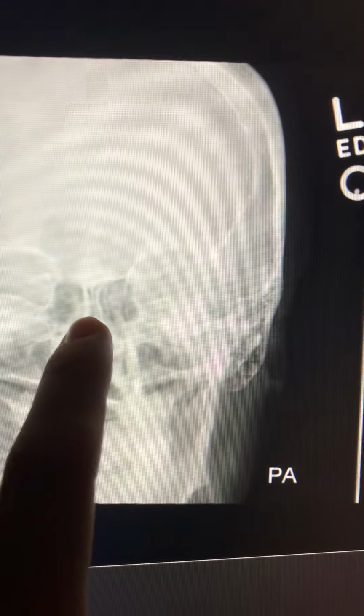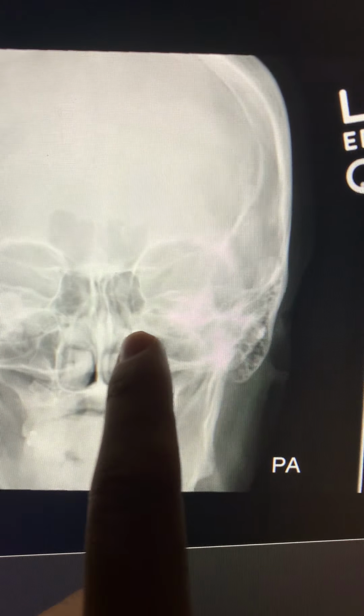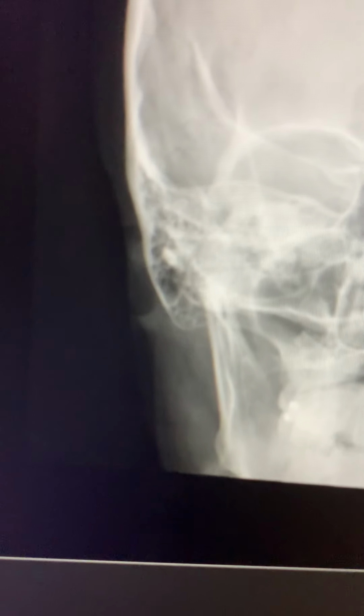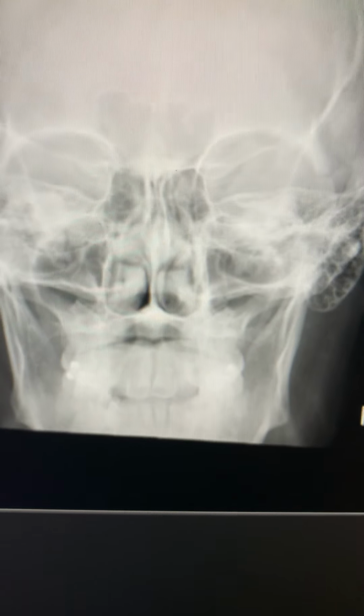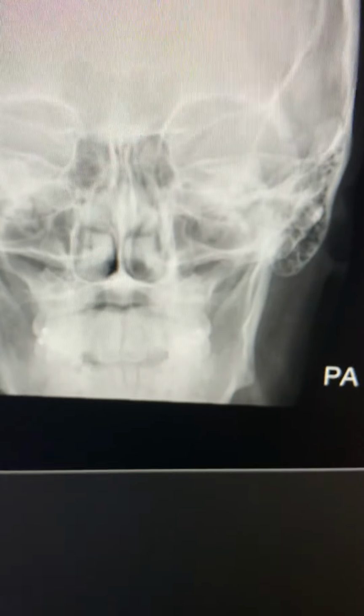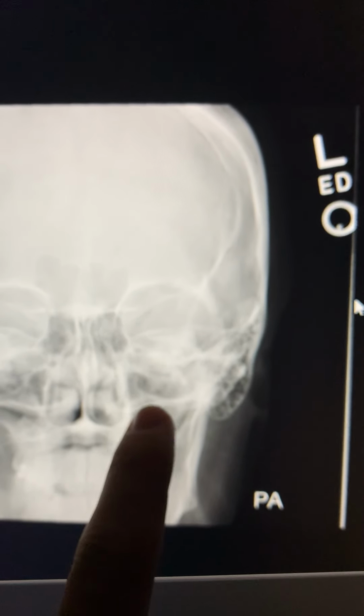As you can see here, our ethmoid sinuses, and behind there would be our sphenoid sinuses. We can see faint outlines of our frontal sinuses right there. We can see the mastoid air cells and the petrous ridges right here. We can make sure to see maxillary sinuses as well, right here.